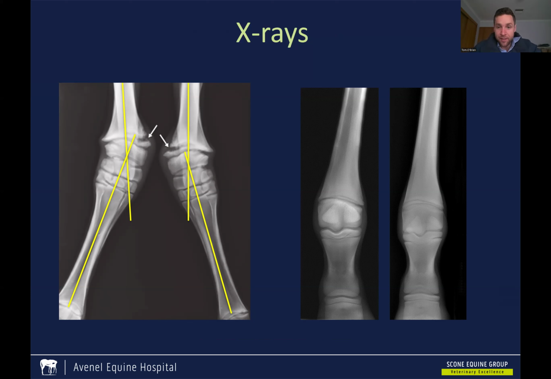And similarly, for fetlocks, you can take x-rays of fetlocks. Now, the key thing is that the x-ray needs to be as perfectly DP as possible, because if it isn't, you don't get an accurate angle of the angular limb deviation. And again, you can start to draw those lines.